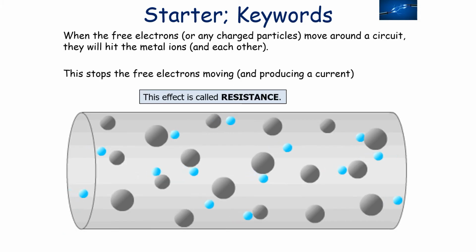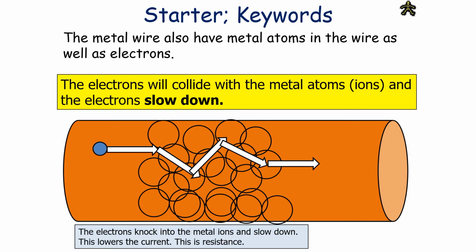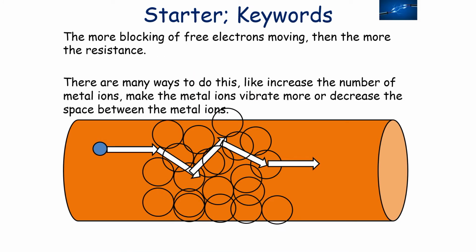Now when the free electrons or any charged particles move around the circuit, they will hit the metal ions and each other. This will reduce how quickly the free electrons move, and this is going to reduce the current. This effect is called resistance. So the electrons collide with the metal ions and slow down, lowering the current, and this is resistance.